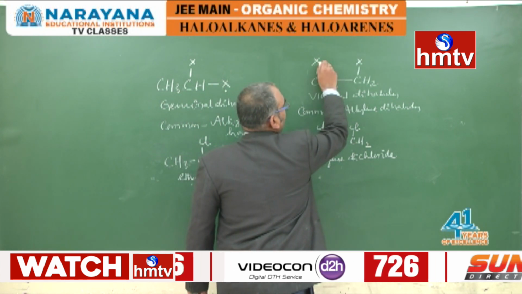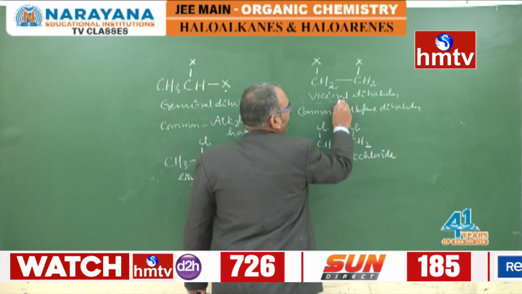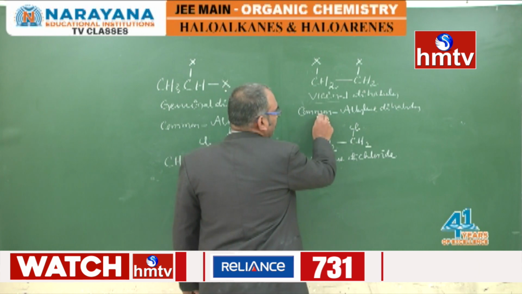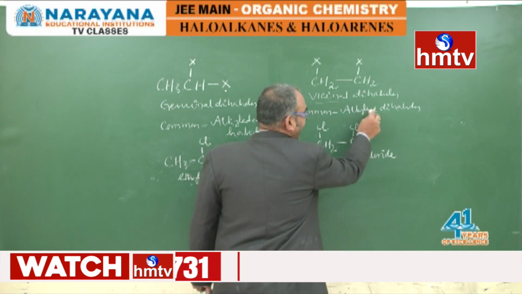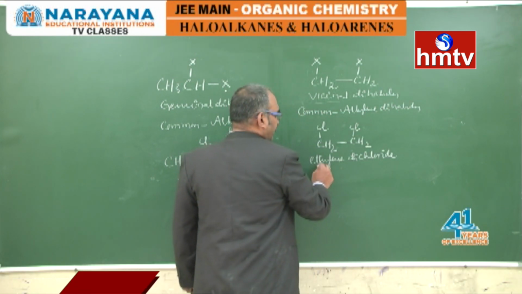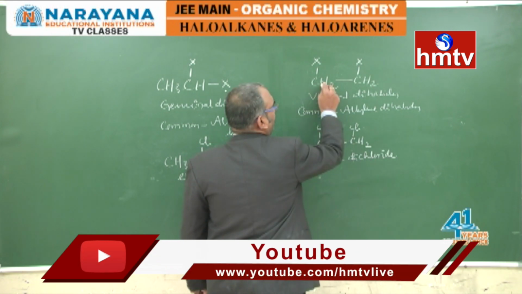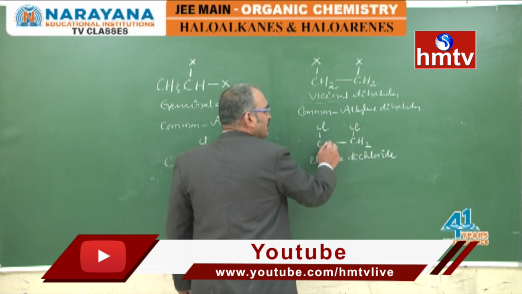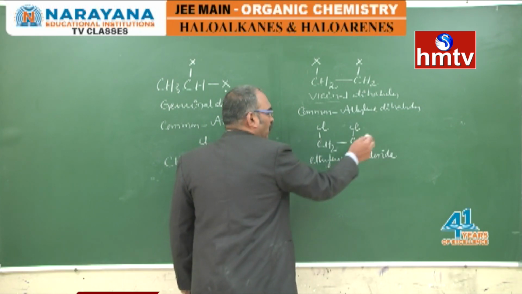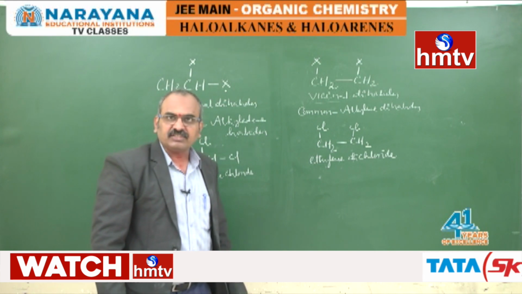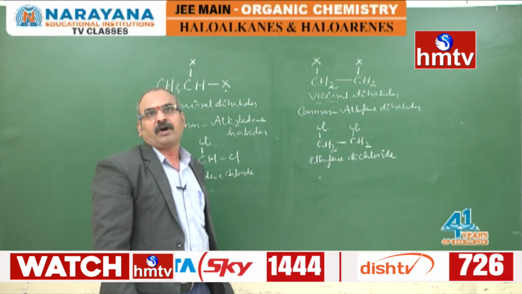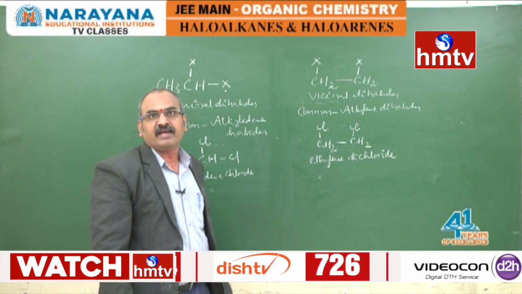Here both halogens are on adjacent carbons, they are called vicinal dihalides. In the common system, they are named as alkylene dihalides. That is ethylene dichloride, because 2 carbons are there: CH2Cl, CH2Cl, ethylene dichloride. So with this, we have completed the nomenclature part of alkyl and aryl halides.